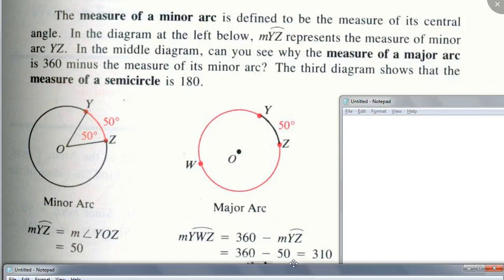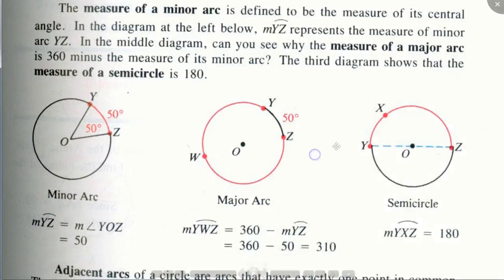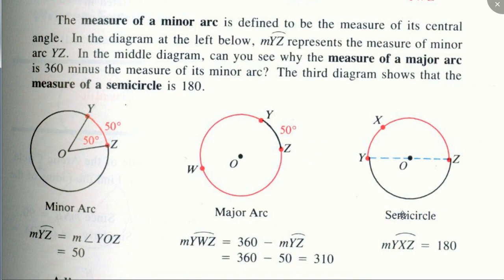What would the measure of a semicircle be then? Actually, for every semicircle, the measure is always the same. Jonathan, what would the measure of a semicircle be? 180, yeah, exactly. So, pretty straightforward. Every time you have a semicircle, the measure of it is always 180.